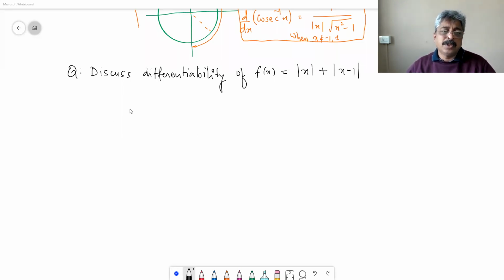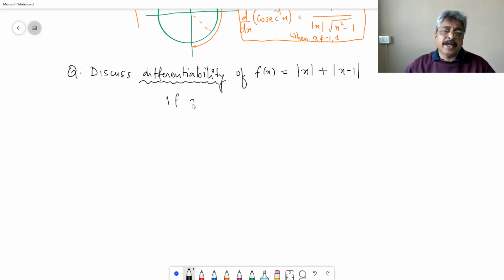Now you can do the cases and sketch the graph and deal with it. First of all, instead of discussing differentiability, let us figure out how will this curve look like. So we have done this in 9th standard.